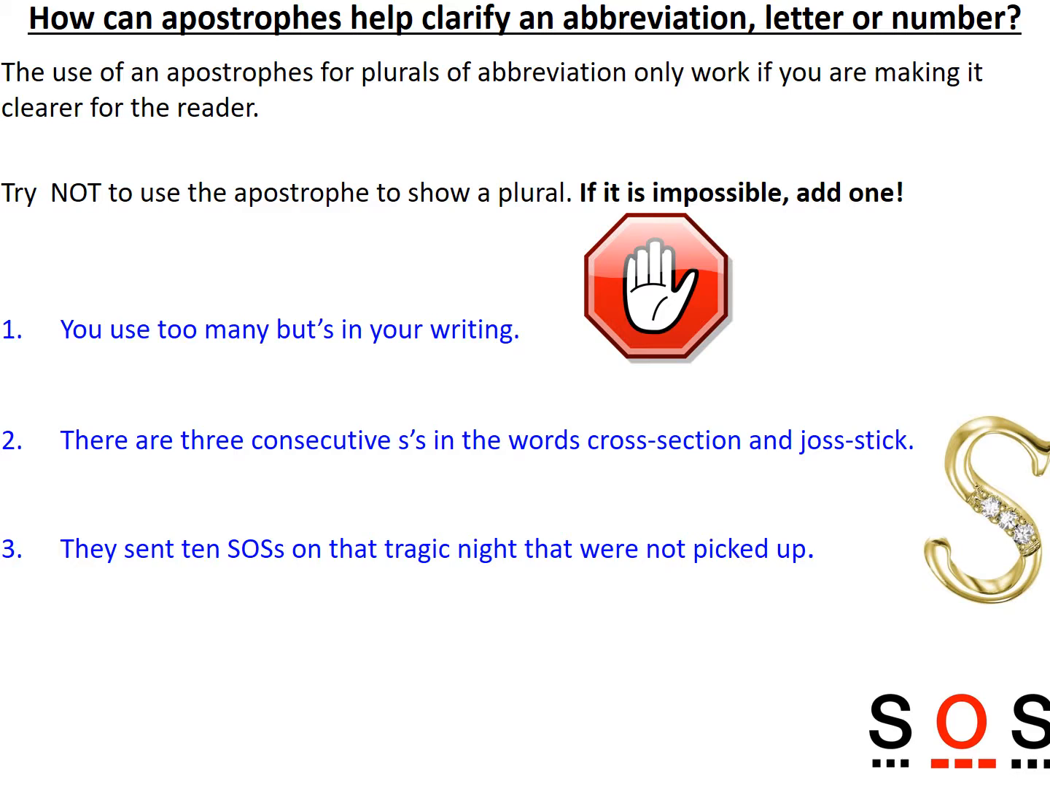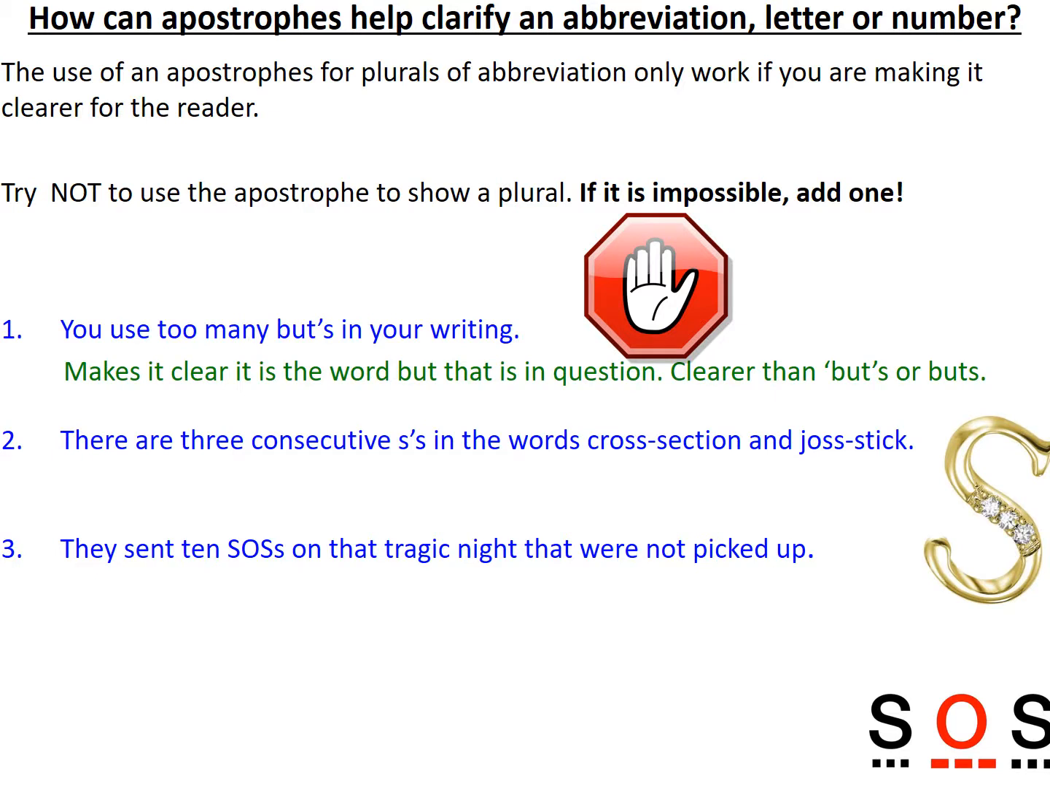You used too many but's in your writing. So with this example, I'm making it clear that the word but is what I'm worried about in someone's writing. It's clearer than me putting in speech marks but and then putting an S, or just putting buts with the S and not separating that out, because that could confuse a reader. They might think the word they were using too many times ended in an S, which is untrue. So this is correct in number one.